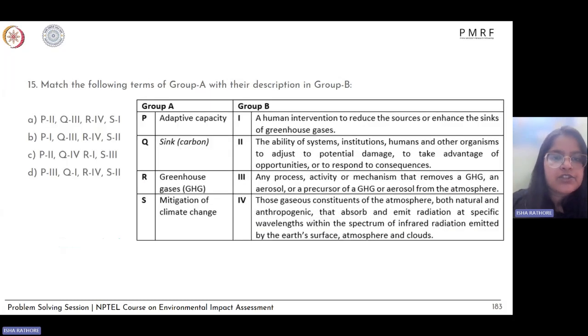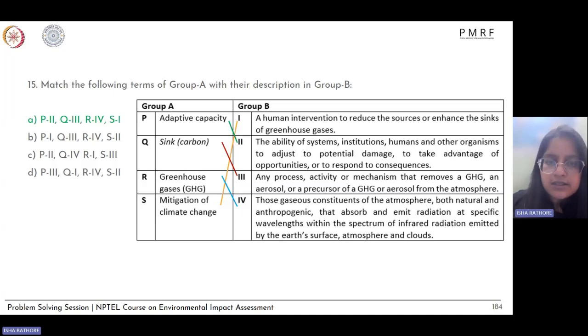Okay, so next question. Match the following terms of group A with their description in group B. So the correct answer is A. That is, adaptive capacity is the ability of systems, institutions, humans, and other organisms to adjust to potential damage, to take advantage of opportunities, or to respond to consequences. So P matches with 2. Then sink, carbon sinks is any process, activity, or mechanism that removes a greenhouse gas, an aerosol, or a precursor of a greenhouse gas or aerosol from the environment. So Q matches with 3.